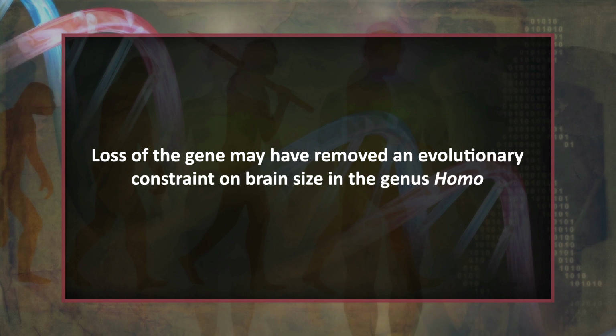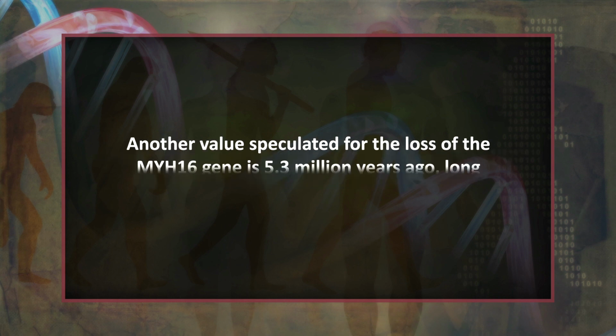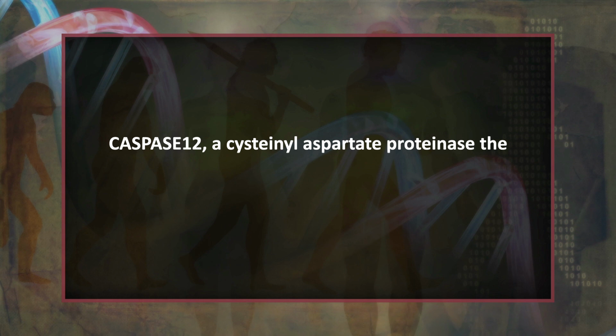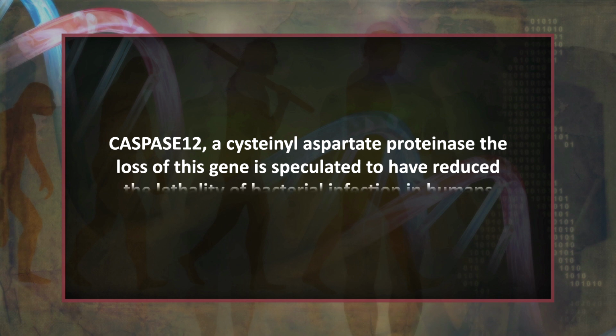The period that followed is marked by a strong increase in cranial capacity, promoting speculation that the loss of the gene may have removed an evolutionary constraint on brain size in the genus Homo. Another value speculated for the loss of the MYH16 gene is 5.3 million years ago, long before Homo appeared. Moreover, caspase 12, a cysteinyl aspartate proteinase enzyme: the loss of this gene is speculated to have reduced the lethality of bacterial infection in humans.